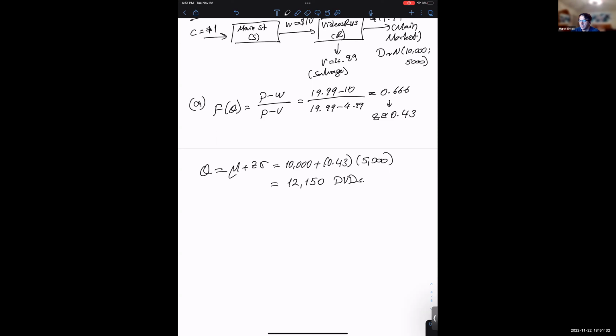Let me just look at the question. It says, what is the expected profit for Videos R Us? How many DVDs does it expect to sell at a discount? Let's just look at the profit first. So this is the retailer, of course. Let me just go with the numbers as I go. I don't want to keep writing the same thing over and over again. We already have this general function written in the previous case.